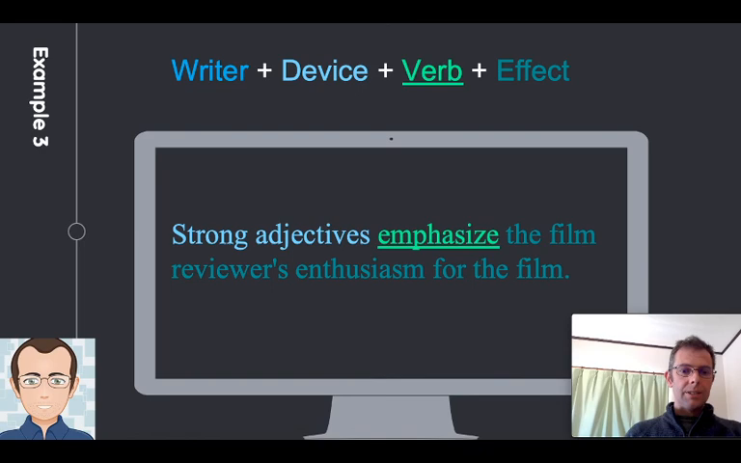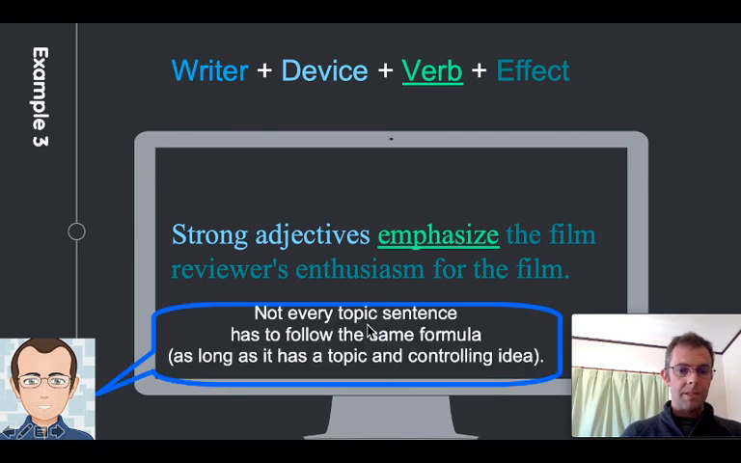Now here's the other one. Now you'll notice that this is a little bit different. Strong adjectives emphasize the film reviewer's enthusiasm for the film. And that's okay. Not every topic sentence has to follow the same formula, except it must have a topic and a controlling idea. That's the only exception. That's the general rule that you need to follow, topic and controlling idea. You'll notice in this sentence that we don't have an active writer at the start. We just have the device, the verb, and the effect. And that's fine.